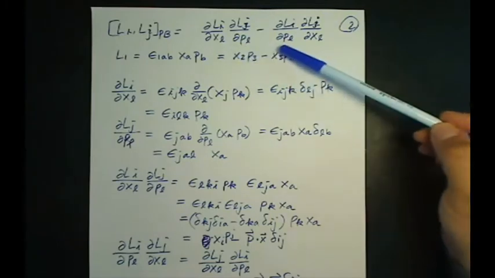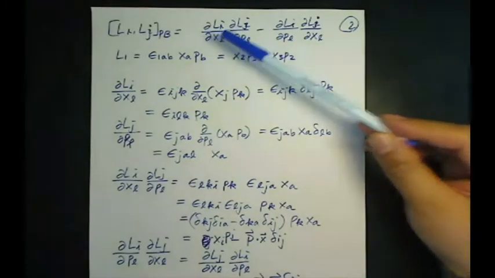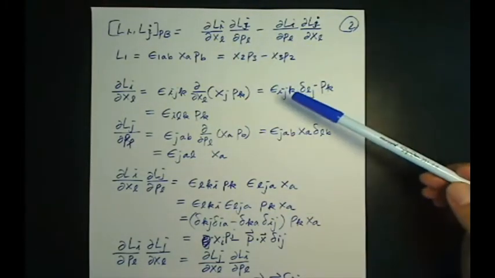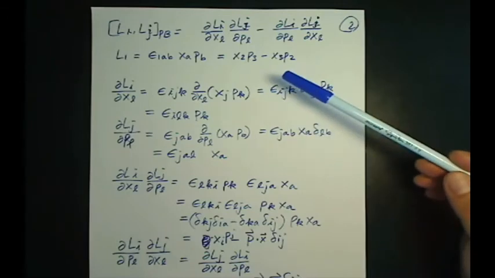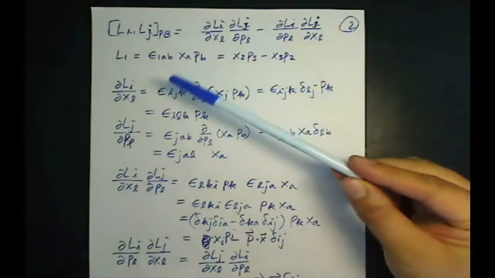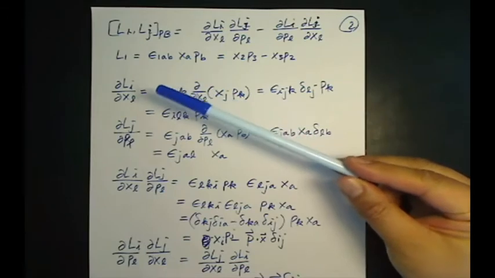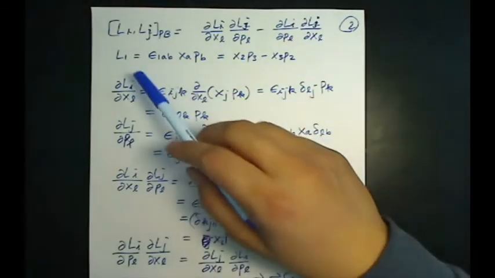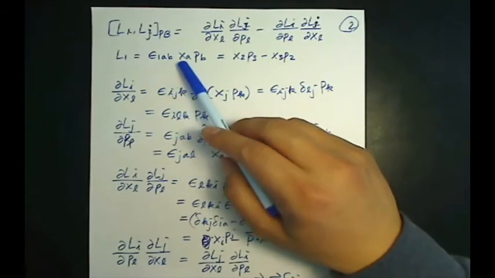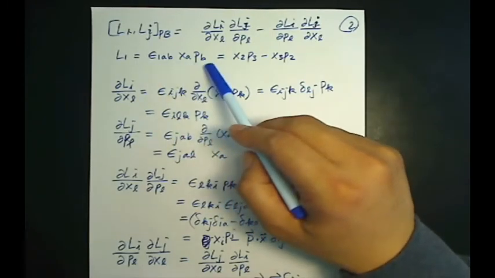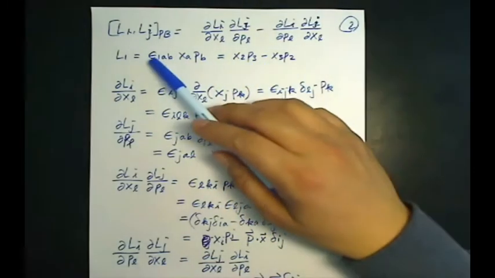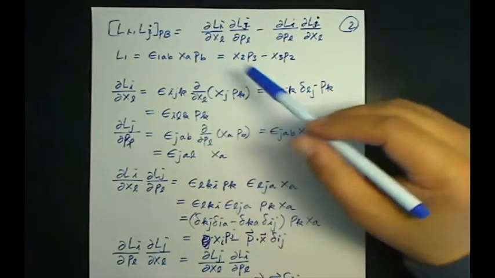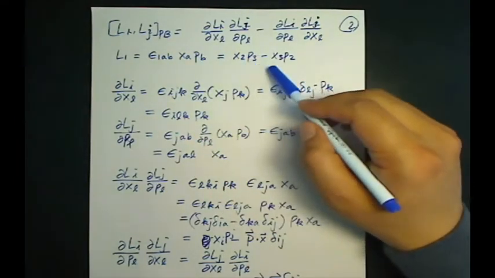XL, PL, PL, XL. Okay, this is the classical mechanical Poisson bracket. We substitute this one. For example, L1 equals epsilon 1AB XA PB. So the first component of the orbital angular momentum can be computed as x2 p3 minus x3 p2.